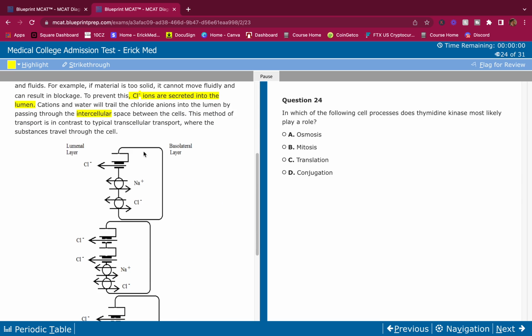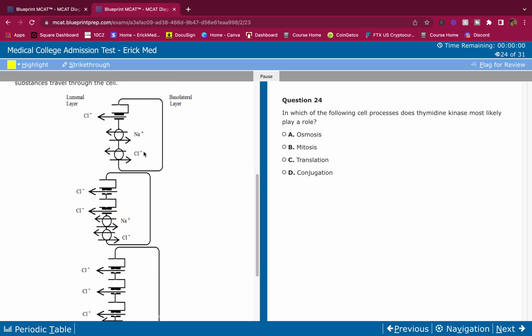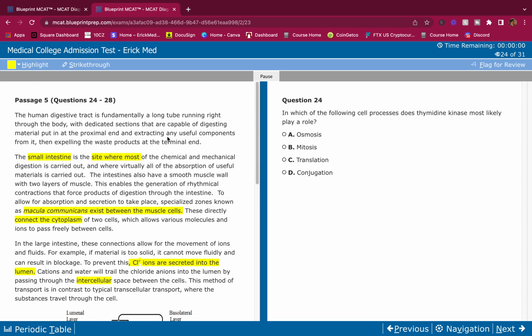Lumen and basal lateral. You guys should know what that means. All right, lumen. So this would be like in the tract here, in the tube, in the large intestine tube. And here is not in the tube, okay? So let's go ahead to the questions, guys.